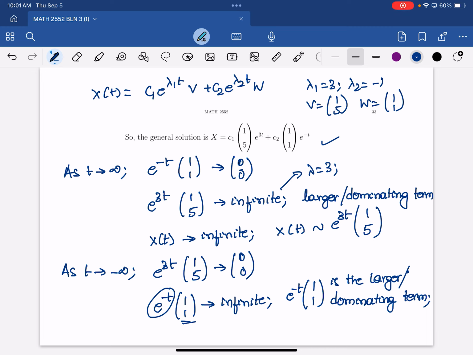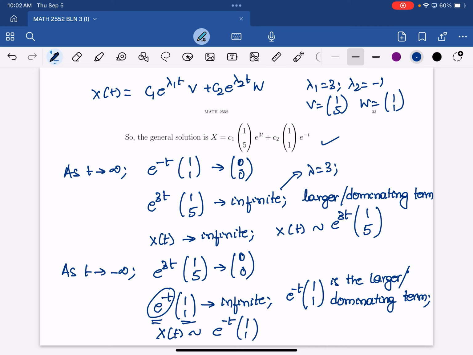So as t goes to negative infinity, this exponential term is becoming large and positive. That is what is growing, and that is the larger term. Whereas e to the 3t will become e to a negative power, which is always less than 1, so that's a smaller term, right? Okay. Are we all together? Then your solution is greatly influenced by e to the negative t times (1, 1).